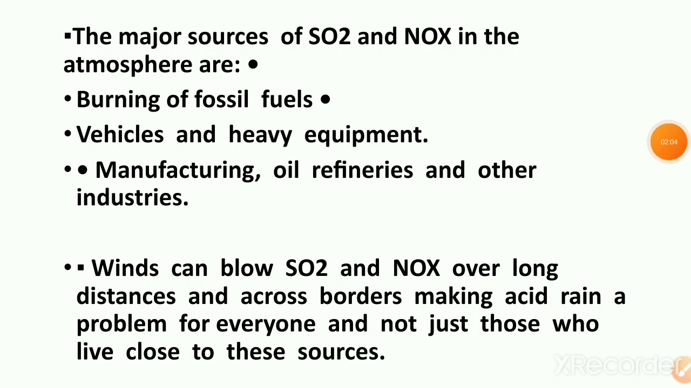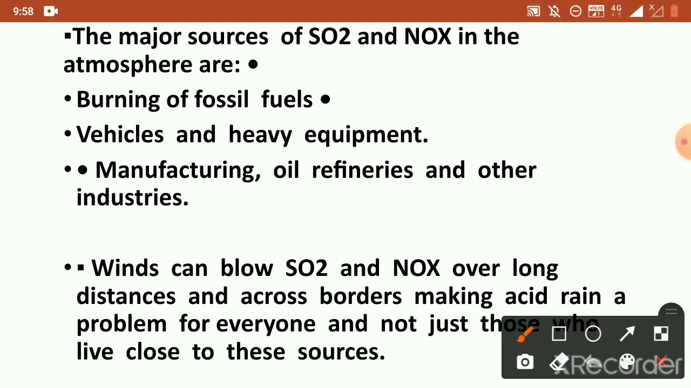Next, we will see the major sources of sulfur dioxide and oxides of nitrogen in the atmosphere. These are: first is burning of fossil fuels, second is vehicles and heavy equipments, third is manufacturing, oil refineries and other industries. One important point to remember is that winds can blow oxides of sulfur and oxides of nitrogen over long distances and across borders also, making acid rain a problem for everyone, not just for those who live close to these sources.